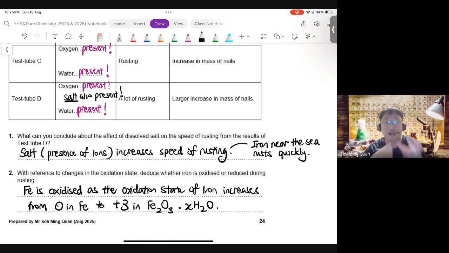So again, the rust is actually Fe2O3. The xH2O just indicates that it's hydrated iron(III) oxide. Okay, so that's the link between rusting and redox. So rusting is actually also a redox reaction. So now that you know that Fe is oxidized, may I know what's reduced in rusting? Have a think about it. Which substance is reduced during rusting?